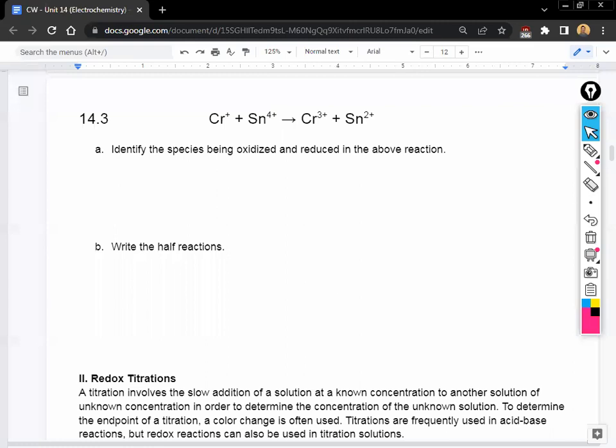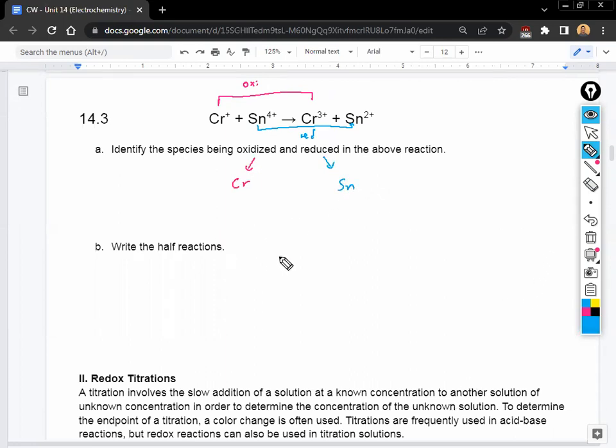Alrighty, guys, let's start going over this. So hopefully this wasn't too bad. You should have noticed that chromium was oxidized. That's why it went from +1 to +3, because it lost some electrons. It got less negative. And then that means that tin was being reduced. Okay, so your species that was being oxidized was chromium, and the species that was being reduced is tin.